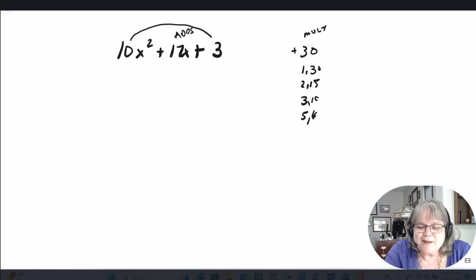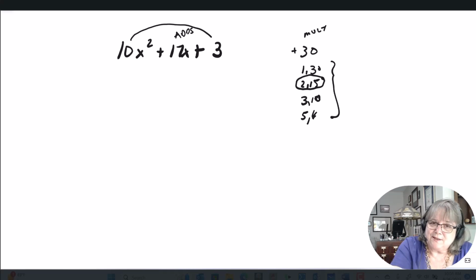Okay, now these are the numbers that multiply to 30. And I need to pick two numbers that multiply to a positive 30 and at the same time add to 17. Now, can you see them? This is supposed to be 10. All right, so 1 times 30 multiplies to 30 but adds to 31. 3 times 10 multiplies to 30 but adds to 13. 2 and 15 multiply to 30 and add to 17, so that's the one I want.